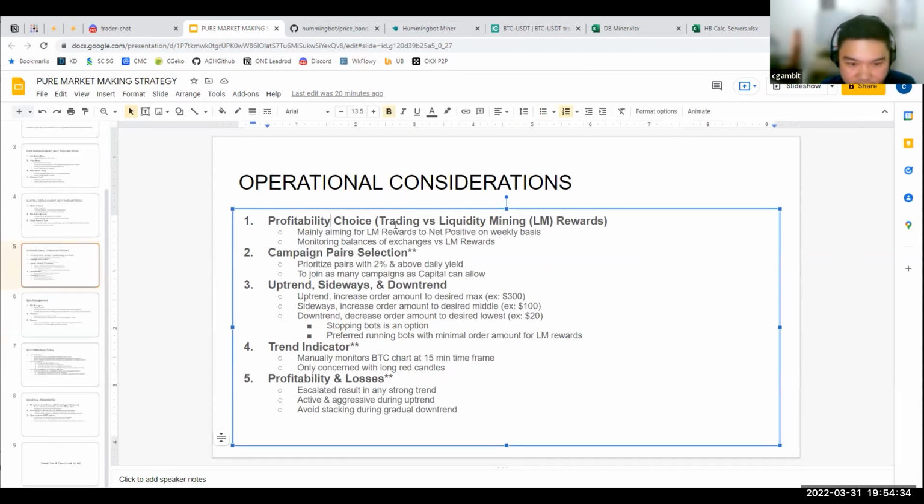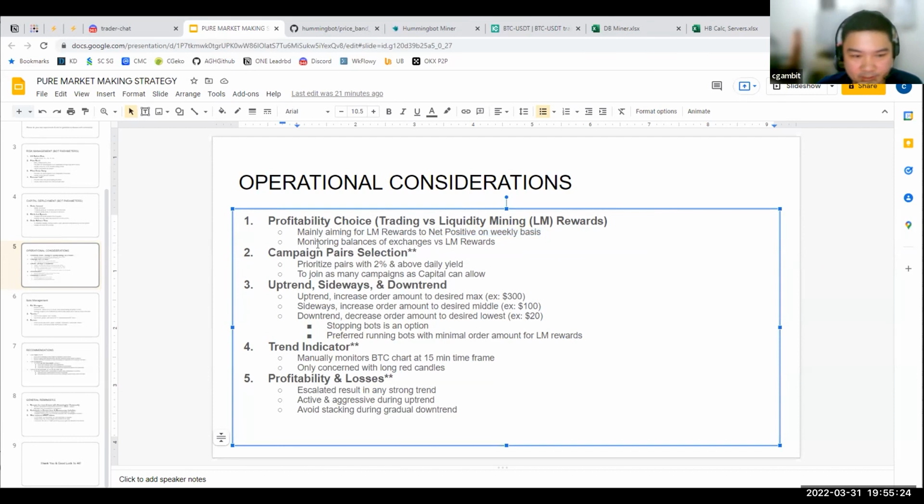For the profitability choice, we are aiming for the liquidity mining rewards to be net positive on a weekly basis. The trades of our bots will always be in a losing position, but we observe that when we maximize the liquidity mining rewards, it can offset the losses, so we usually end up net positive. We measure this weekly because there are days when the losses are bigger, but we are able to recover by the end of the weekly cycle of the liquidity mining reward.